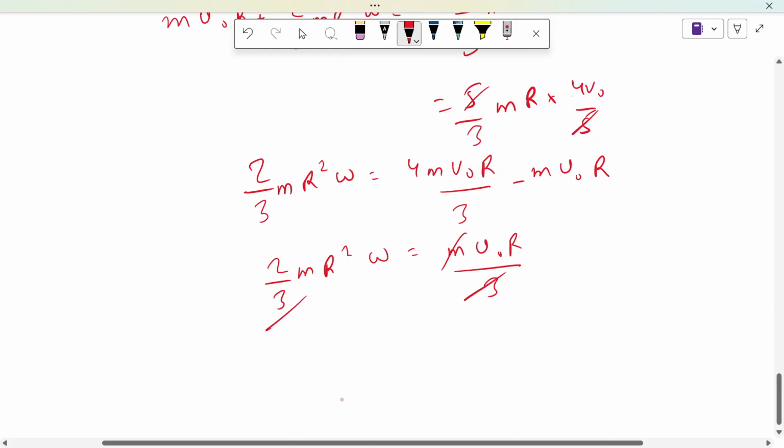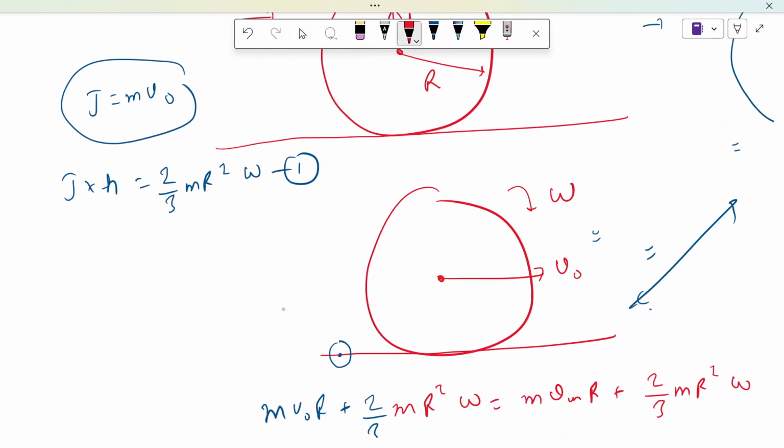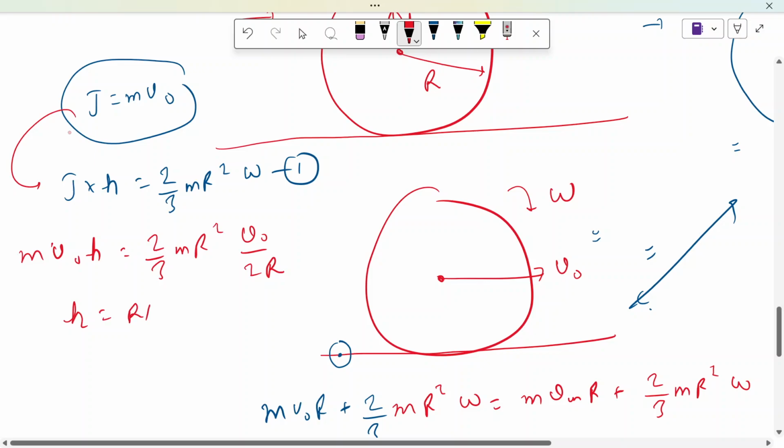That implies m cancels with m. Omega is equal to v naught upon 2r. Fine. Omega is v naught by 2r. Okay, so let's put this value. It is J into h. So m v naught into h should be equal to 2 by 3 into mr square into omega, that is v naught by 2r. So h is clearly r by 3.